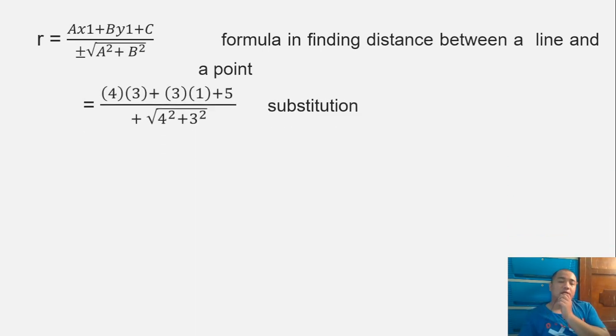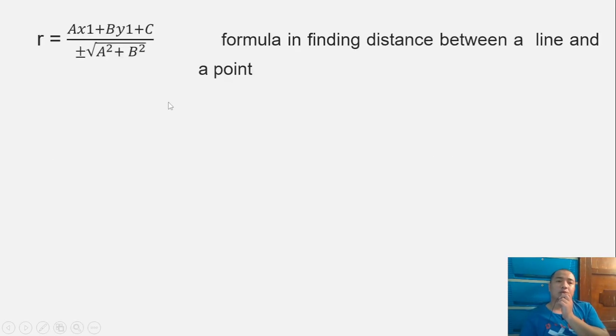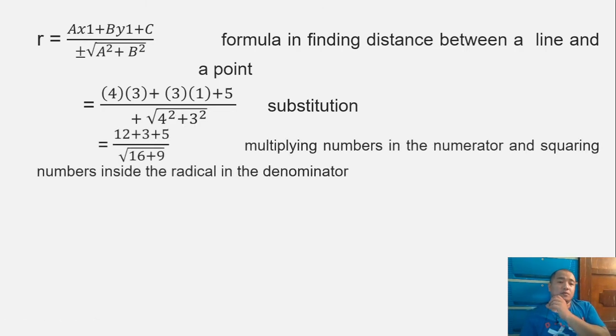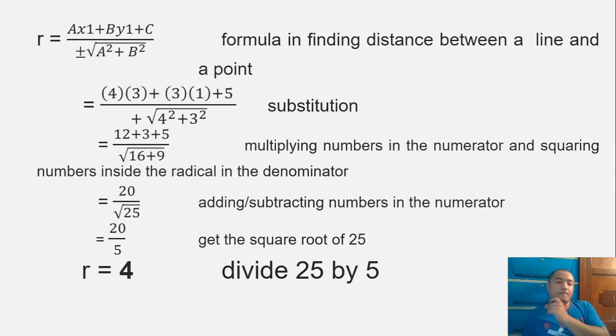So by the way, what is A? A is 4, B is 3, C is 5. While x is 3, y is 1. So yun, substitute na: 4 times 3 plus 3 times 1 plus 5 all over positive square root of 4 squared plus 3 squared. 12 plus 3 plus 5 is 20 all over square root of 25, which is 5. 20 divided by 5 is 4. So the radius is 4. The radius of the circle is 4.